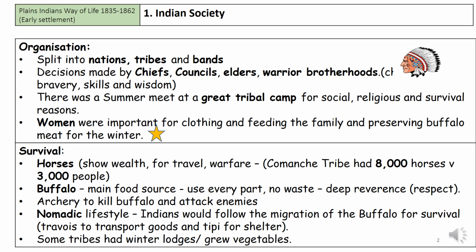So this is why they cannot stay in a single reservation, because the bison or the buffalo do not understand how to stay in a reservation. They have to follow them.